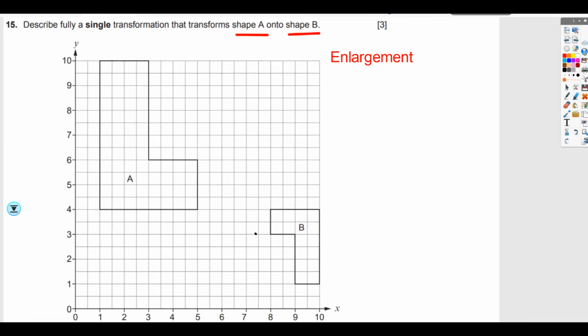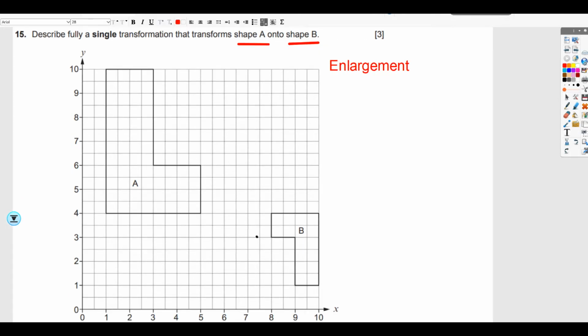Okay, so to work out the center of the enlargement, because to fully describe an enlargement I need the center, which is going to be some coordinates, I'm going to show you how to find them. And we also need the scale factor. And as soon as we work those out, we will have finished the question.